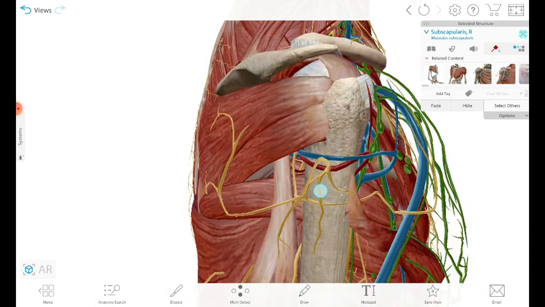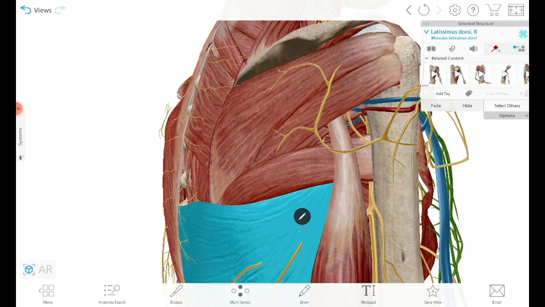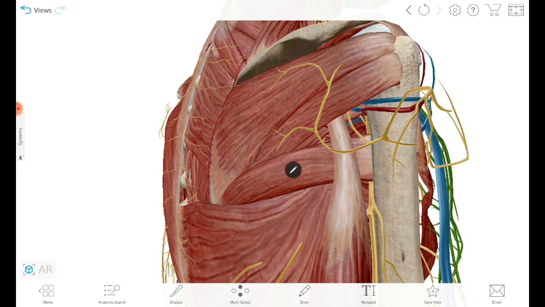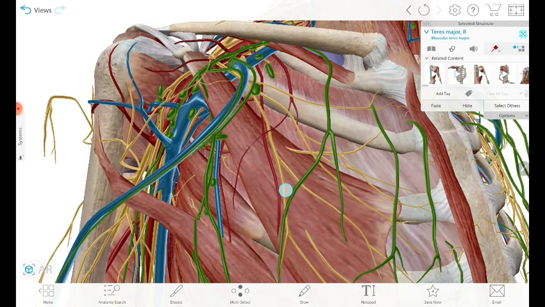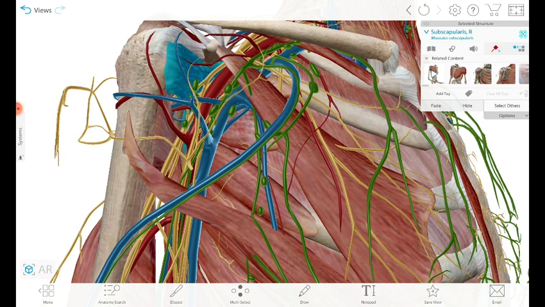forming the posterior boundary, and the posterior boundary, you can see, is also formed by this muscle over here and this muscle. This muscle over here is the teres major muscle, also contributing to the posterior boundary of the axilla, and this muscle over here, the latissimus dorsi. So reiterating, the posterior boundary is formed by the latissimus dorsi, the teres major muscle, and finally the subscapularis muscle. This here is the subscapularis muscle, and also the tendon of latissimus dorsi.